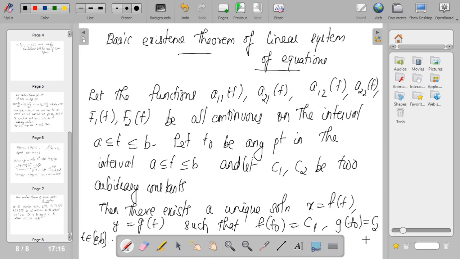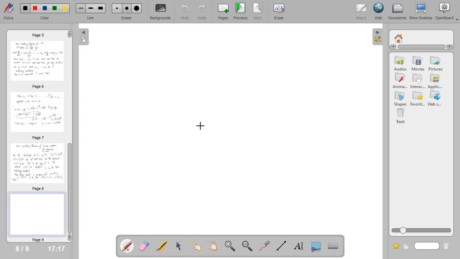Okay, for the linear system with the given initial conditions, a unique solution will exist provided the coefficient functions a11, a21, a12, a22 and the functions f1 and f2 are all continuous. So that is the basic existence theorem for a linear system of equations. And now we will look at the solutions. So how do we get a linear combination of solutions? Let us consider now a homogeneous equation.